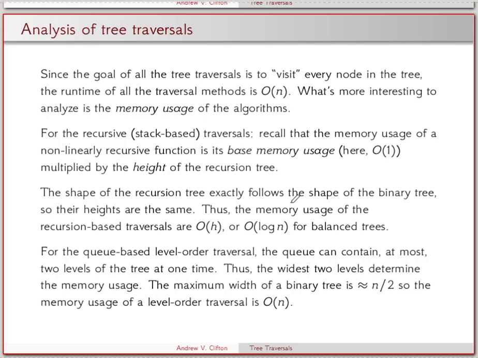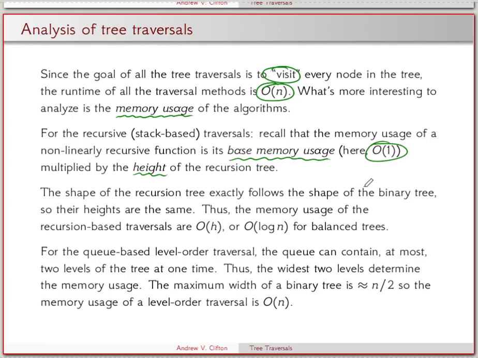So that would be the order for a level order traversal. Now, let's do a quick analysis of this. Our goal is to visit or do something at every node in the tree, so of course the runtime has to be O(n), taking time proportional to the number of nodes in the tree. What's a little more interesting is the memory usage of these algorithms. For our recursive algorithms, remember that the memory usage of a non-linearly recursive function is the base memory usage of just the function itself, ignoring the recursion. For these, that's all just O(1), multiplied by the height of the recursion tree.